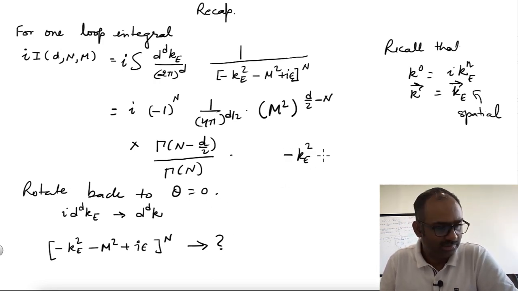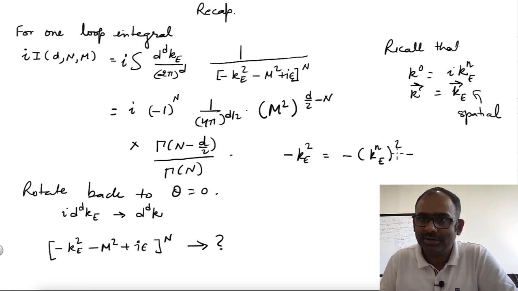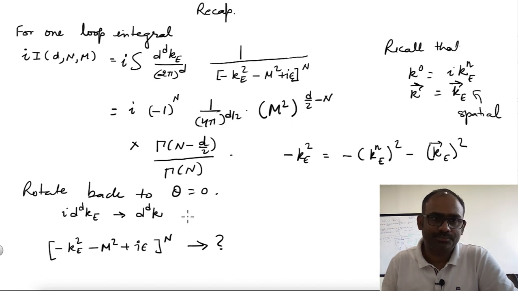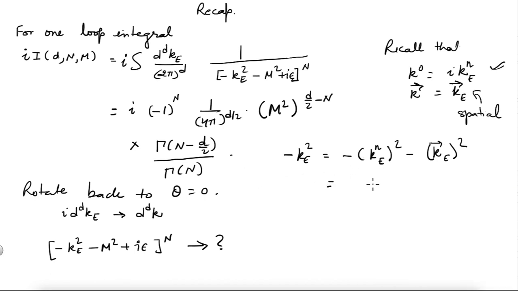Minus k_E squared is minus k Euclidean n squared, that is the nth component, and then you have minus k Euclidean squared, that is the vector. So when you use this, you get that minus k_E squared becomes k_E^n, that has an i k^0, i squared is minus 1, so that kills this minus 1 and it gives you k^0 squared minus k vector squared, and this is k squared. And so, as far as this is concerned, I know that minus k_E squared should be replaced by k squared when I rotate back.